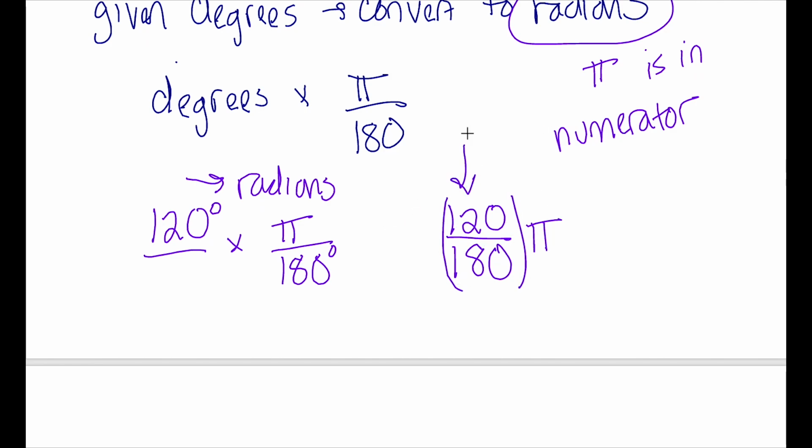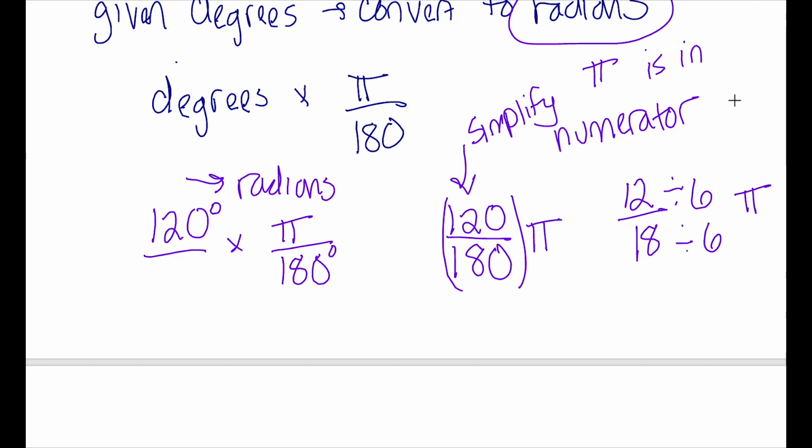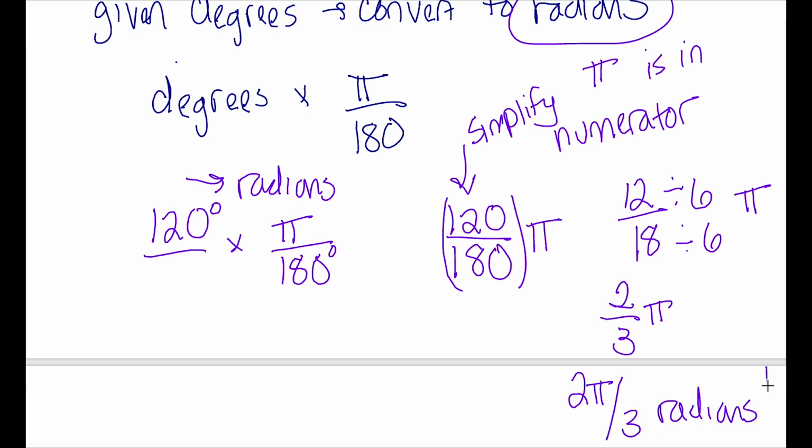So here we need to simplify this fraction. You can do this in your calculator, simplifying a fraction. You can do it by hand. So I can divide these both by 10, and the zeros go away. Then I can simplify further. 12 and 18 are both divisible by 6. Don't forget, we need to write a pi in our answer. So this simplifies to 2/3 pi, or 2 pi over 3 radians. So with radians, you want pi in the answer.